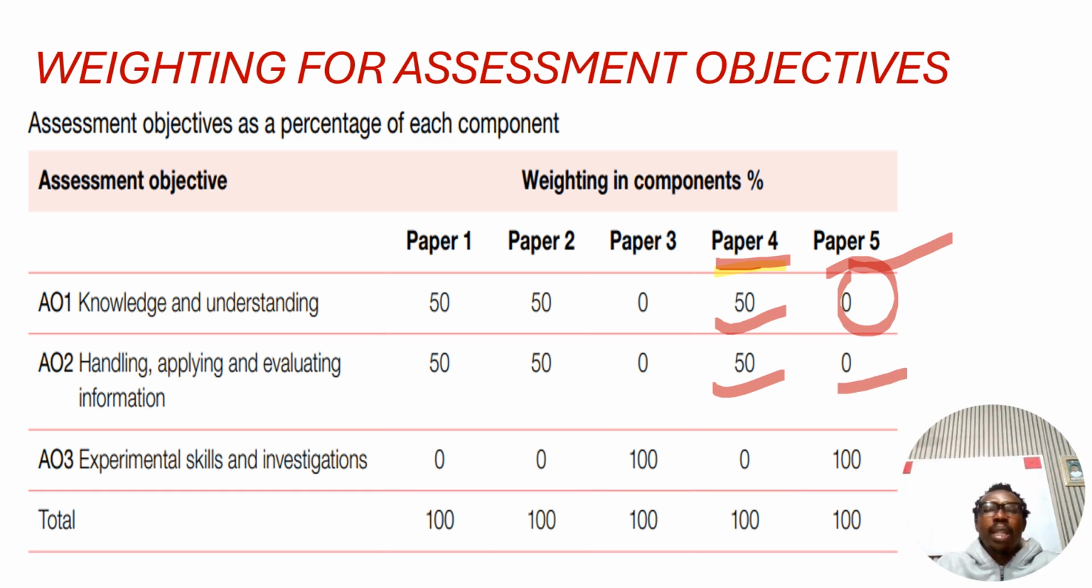It has already been tested in paper 1 and paper 2, and it was not tested in paper 3 when you did your AS. So handling, applying, and evaluating information, which is assessment objective 2, is only tested in paper 4 and not in paper 5 for A2 students.